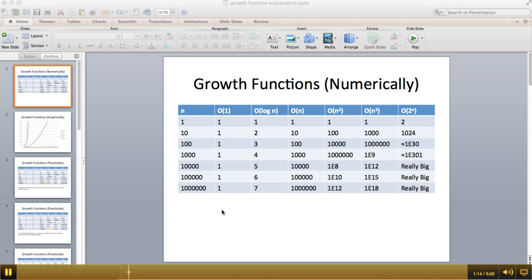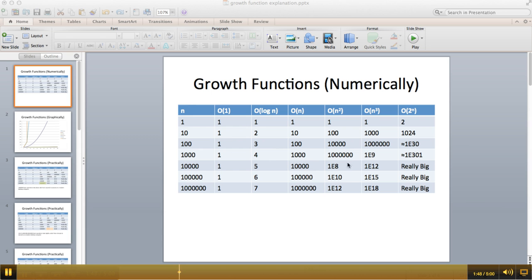So constant time algorithms are really good. Unfortunately, there are only a small subset of problems that can be solved with a constant time function. The next function we have here is logarithmic. Logarithmic grows extremely slowly in relation to the size of the data set. So we can see that even when we get up to a data set that has 1,000,000 items, it'll only need to do 7 operations for a logarithmic function, which is really good. The next one is linear, and linear just scales at the same rate as the data set.